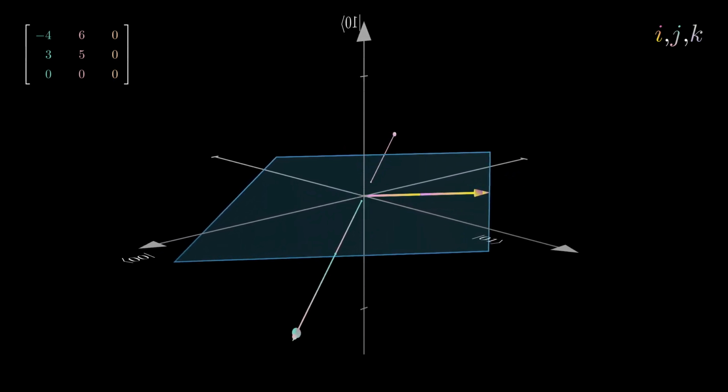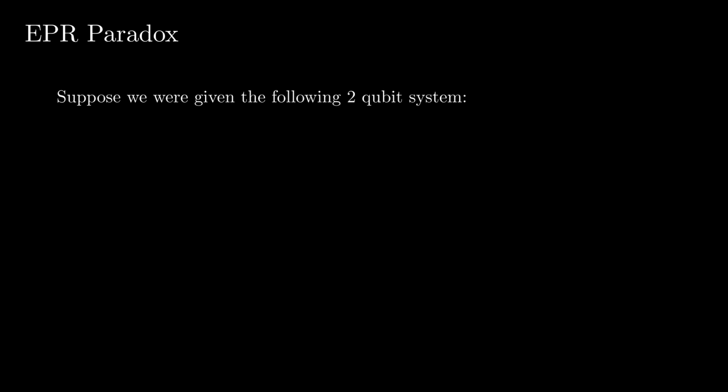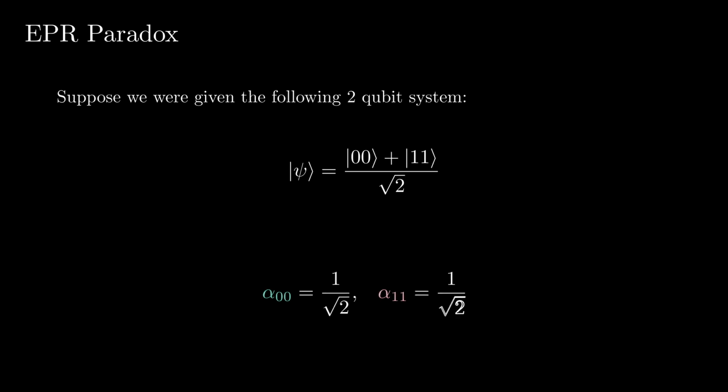You might be asking yourself, how can we even do any computations with qubits? We don't know what values or information even exist until we make an observation. This takes us to the EPR paradox, a concept posed by Einstein, Podolsky, and Rosen in 1935 as an attempt to point out a flaw in quantum mechanics. Suppose we have the following 2-qubit system with only 2 coefficients, alpha 0,0 and alpha 1,1, each being 1 over the square root of 2. If we square the coefficients, we get a 1/2 probability for both 0,0 and 1,1.